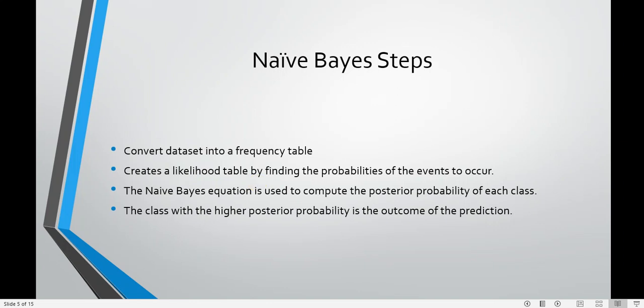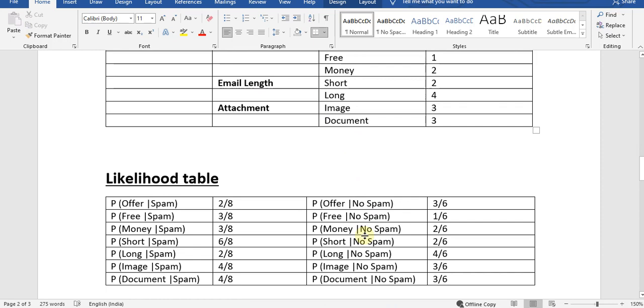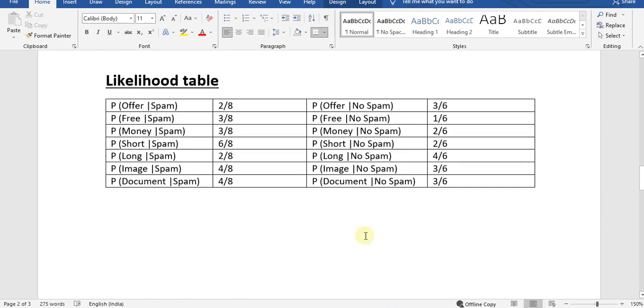the events to occur. Now you know what the likelihood table is. Likelihood is the conditional probability of event B when the event A has occurred, right? So that is the likelihood table. So let us go back here. The frequency table is ready. Now I am trying to create the likelihood table.